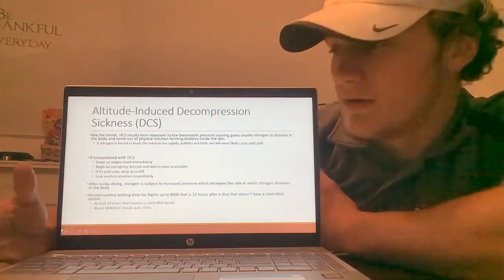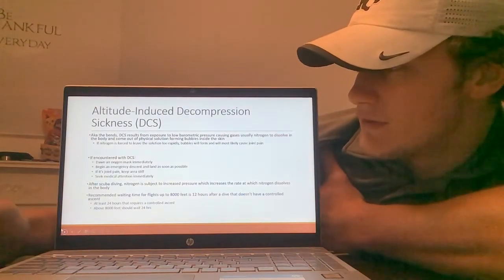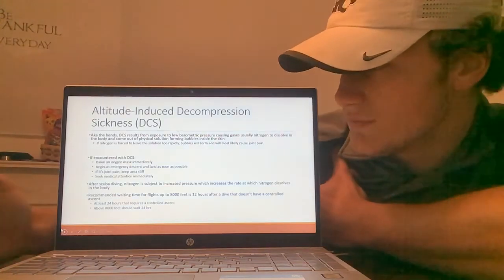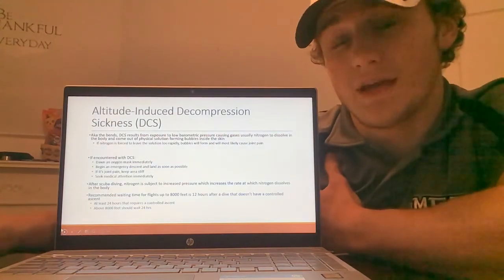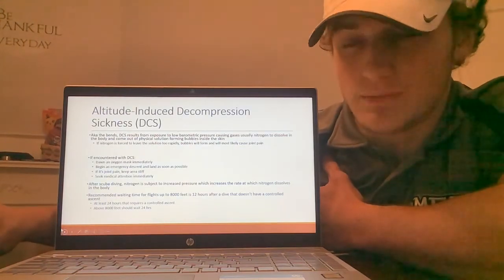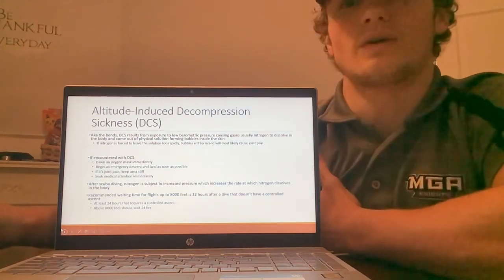And then this is what's called altitude-induced decompression sickness, which is short for DCS, also known as the bends. This is kind of funny because when they didn't know what was happening with this sickness, people used to bend over and then it was like, oh, he got the bends.